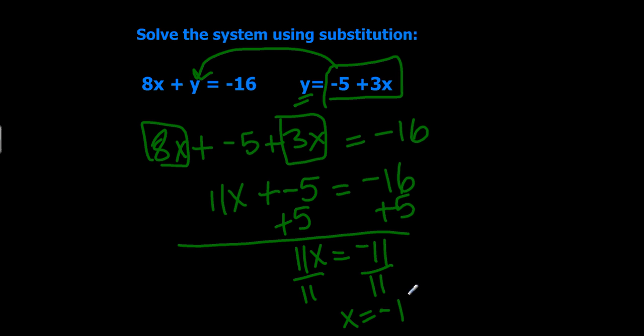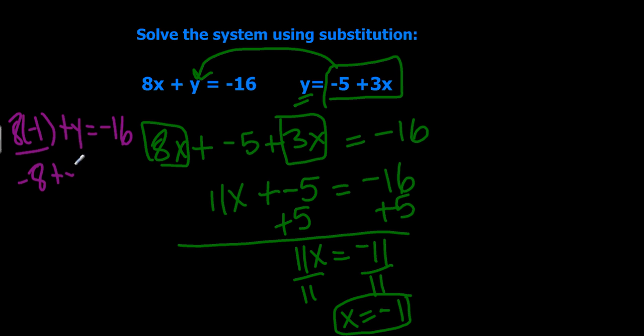So now, in order to check, or to find out what my y is, I'm going to have to fill this x equals negative 1 into both equations. So let's start over here. I'm going to do 8 times negative 1 plus y equals negative 16. I'm going to solve for y. 8 times negative 1 gives me a negative 8, plus y equals negative 16. And then I add 8 to both sides to get the y alone. This gives me 0, and y equals negative 8.